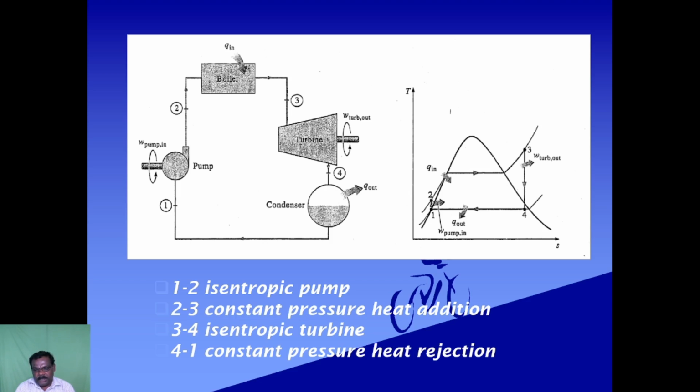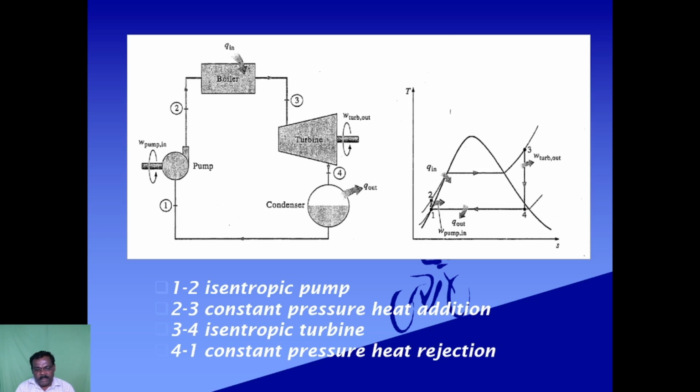For the same cycle, we have the 2-3 process, a heat supply process. So what happens here? The water is slowly heated and becomes wet steam, then dry steam, and it may become superheated steam. So 2-3 is a heat supplying process. Then the 3-4 process is an expansion process, where entropy remains constant. So we are getting a turbine output here.